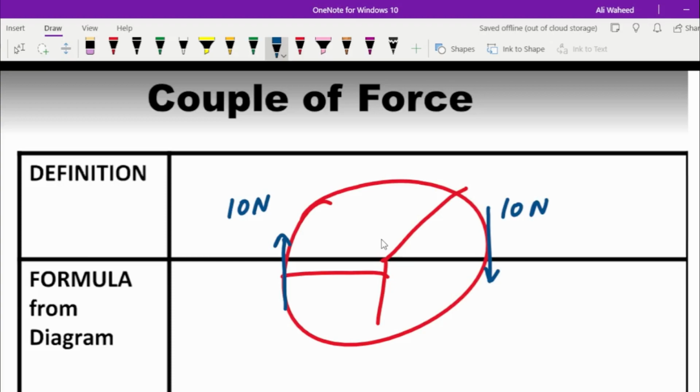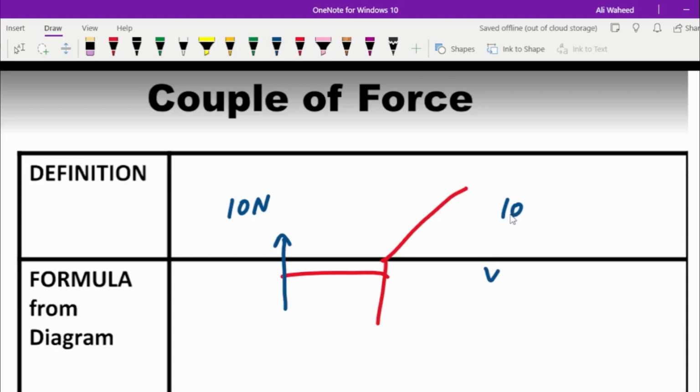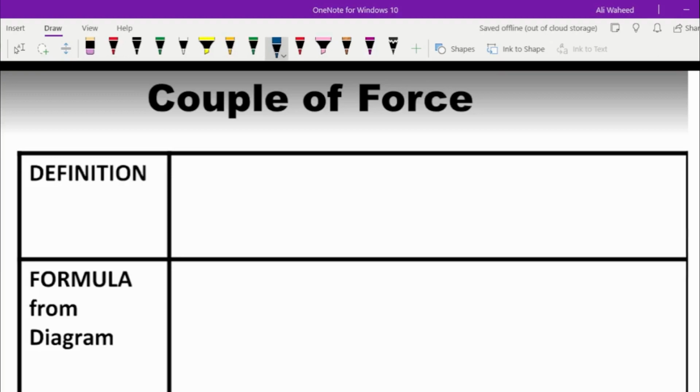Alright, just the name is saying couple of force means two forces, but there are certain terms and conditions applied. What are the terms and conditions? The forces should be equal in magnitude, the forces should be opposite in direction, and the forces must not be applied at the same point. So they must be applied at different points. So I'm going to write down the definition first. You can note it down.